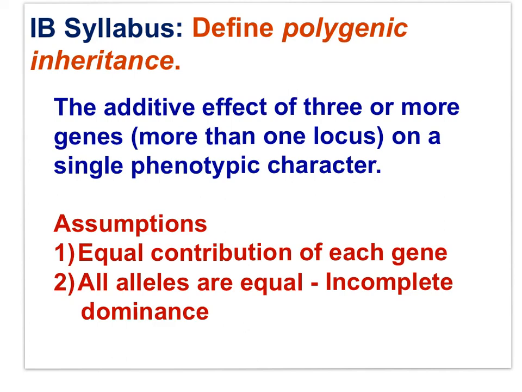Here's the IB syllabus statement. Define polygenic inheritance. It is the additive effect of 3 or more genes, more than one locus, on a single phenotypic character. Polygenic characters display continuous variation, the bell-shaped curve. Now, polygenic characteristics are difficult to study because so many genes are involved. So there are some assumptions to keep in mind, that there's equal contribution of each gene, and that all alleles are equal, in other words, incomplete dominance.